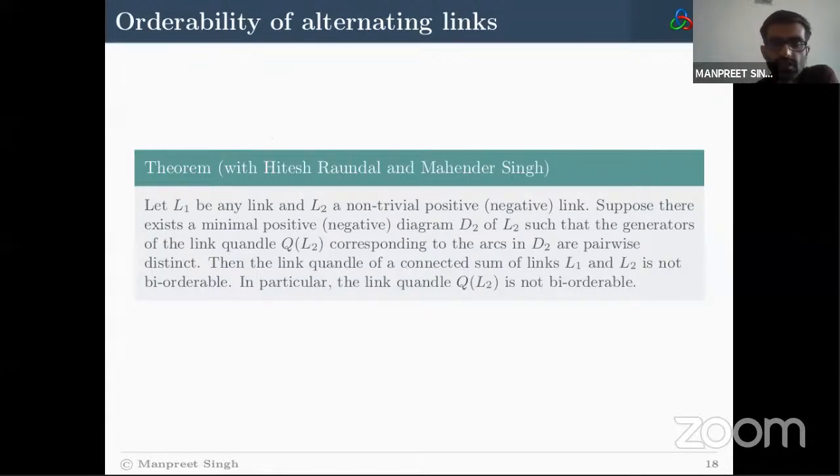We have also studied the orderability of alternating links. In particular, we have proved the following. Let L1 be any link and L2 a non-trivial positive link. By positive link, we mean that there is a diagram of link L2 where all the crossings are positive. Suppose there exists a minimal positive diagram of link L2 such that the generators in the presentation of the link quandle QL2 are distinct. Then we show that the link quandle of the connected sum of links L1 and L2 is not bi-orderable. In particular, this implies that the link quandle of L2 is not bi-orderable.